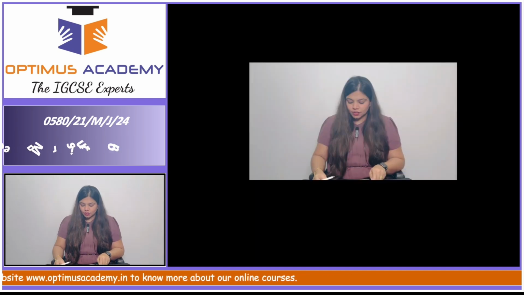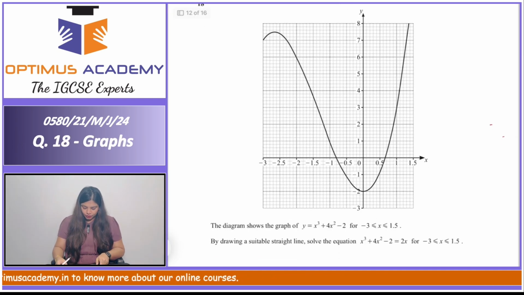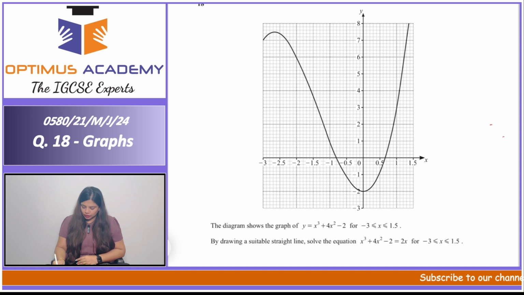The 18th question is from the chapter Graphs. Here they have given the diagram shows the graph of a curve y equals x cube plus 4x square minus 2 for minus 3 less than or equal to x less than or equal to 1.5 as the limits on the graph. By drawing a suitable straight line, solve the equation x cube plus 4x square minus 2 equals 2x.